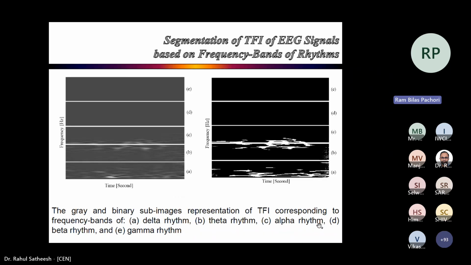And then these are the gray and binary sub-images of this time-frequency image, obtained by segmentation of the time-frequency image using frequency bands. So this frequency scale is segmented into the delta rhythm, theta rhythm, alpha, beta and gamma rhythms. Different frequency ranges are used to segment the time-frequency image. In that way, we have segmented time-frequency sub-images corresponding to different rhythms.